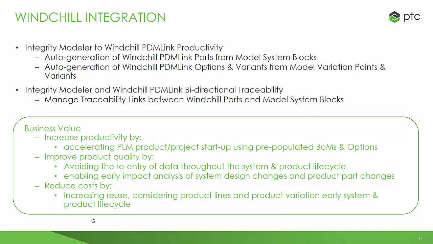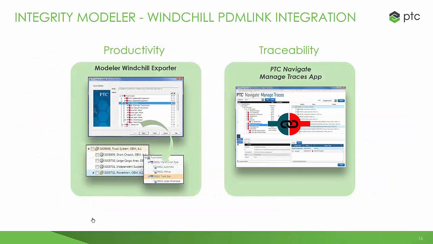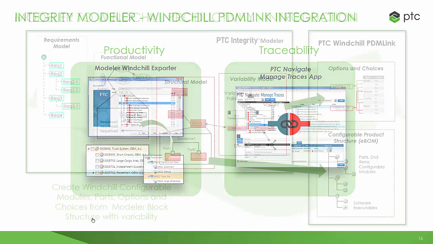Firstly, this increases productivity by giving us a flying start with our bill of materials part structures based on our system structures. It improves quality by avoiding retyping of information, but also finding problems much earlier during the system design phases, particularly if we're using simulation. It can also reduce cost by including product lines much earlier in the life cycle and getting more reuse and identification of variation. So let's take a look at productivity first and come back to traceability in a moment.